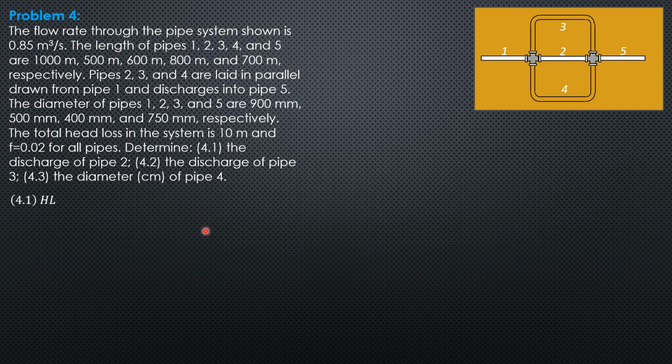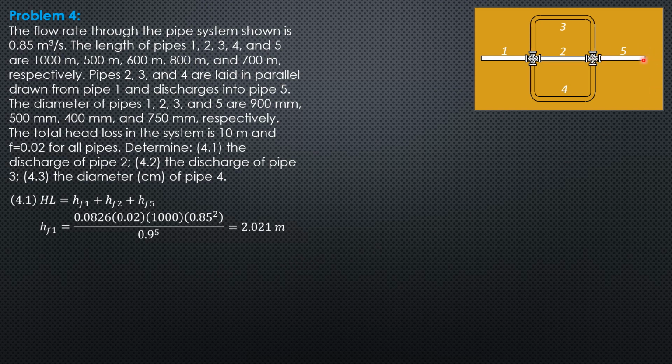So first, total head loss equals HF1 plus HF2 plus HF5. We can compute HF1. It is equal to 0.0826, friction factor 0.02, length of pipe 1, 1000, then Q1, 0.85 squared, divided by diameter of pipe 1, 0.9 raised to 5. So HF1 is 2.021 meters.